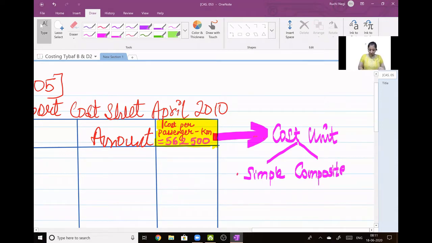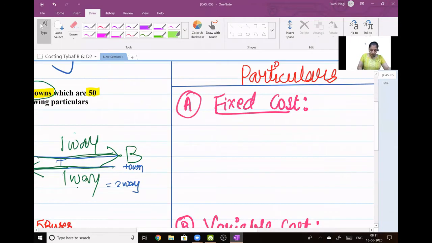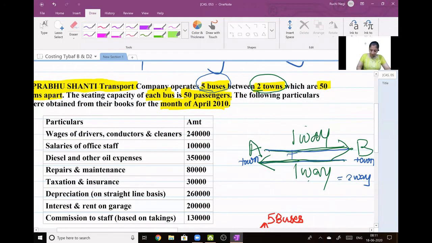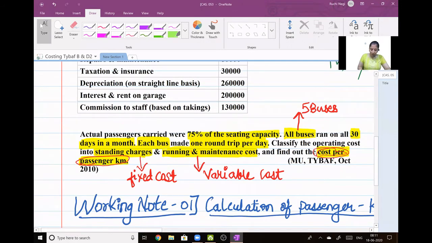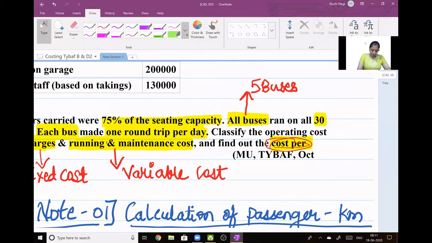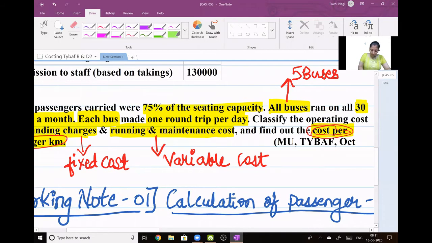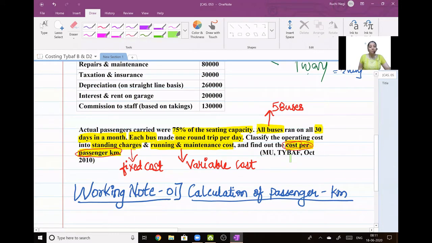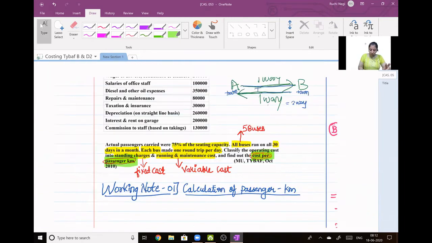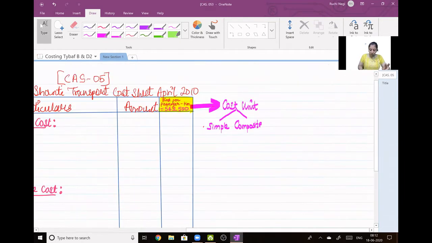Okay, let us check now. Let us go to the question. See the last line of the question. The last line. Find out the cost per passenger kilometer. I am talking about this. Okay, cost per passenger kilometer. There are two elements in it, passenger and kilometer, so it is composite. Okay, so this question is based on composite cost unit.